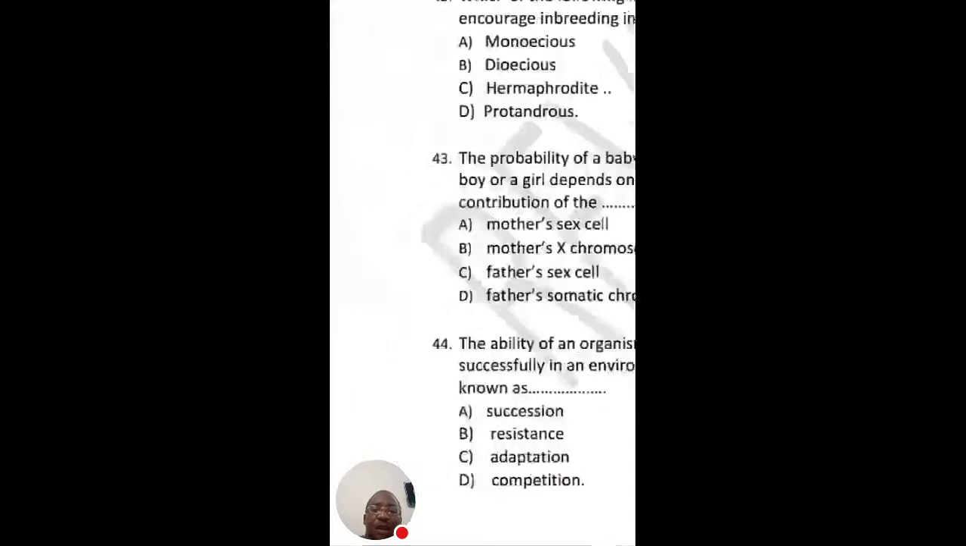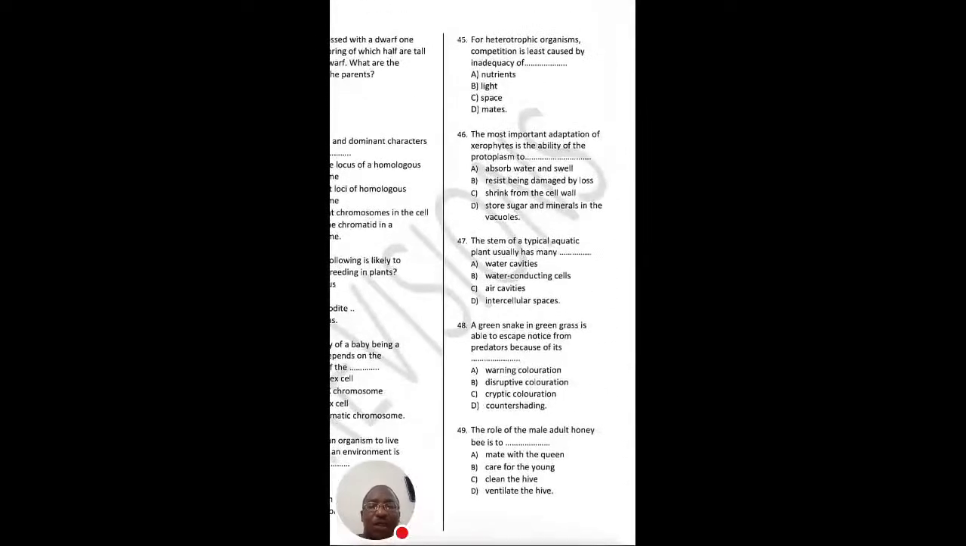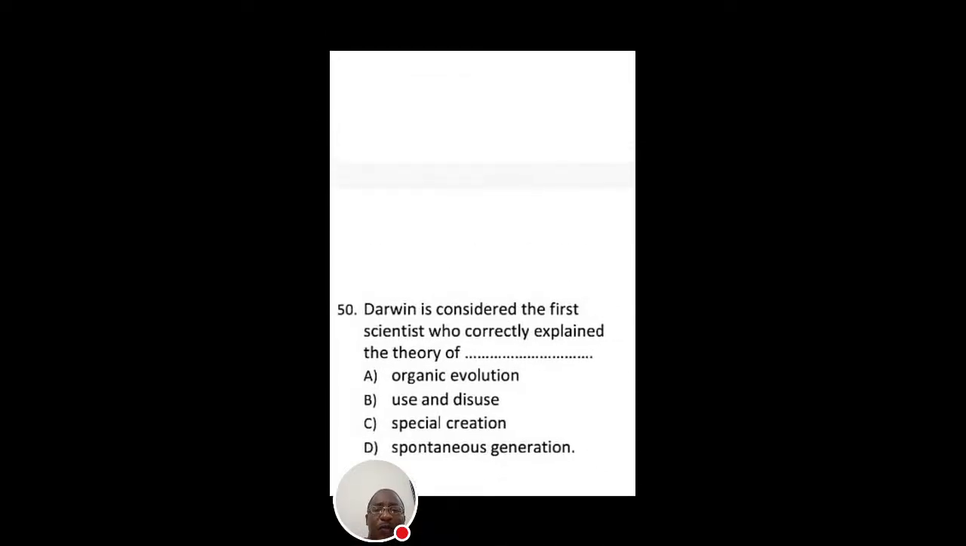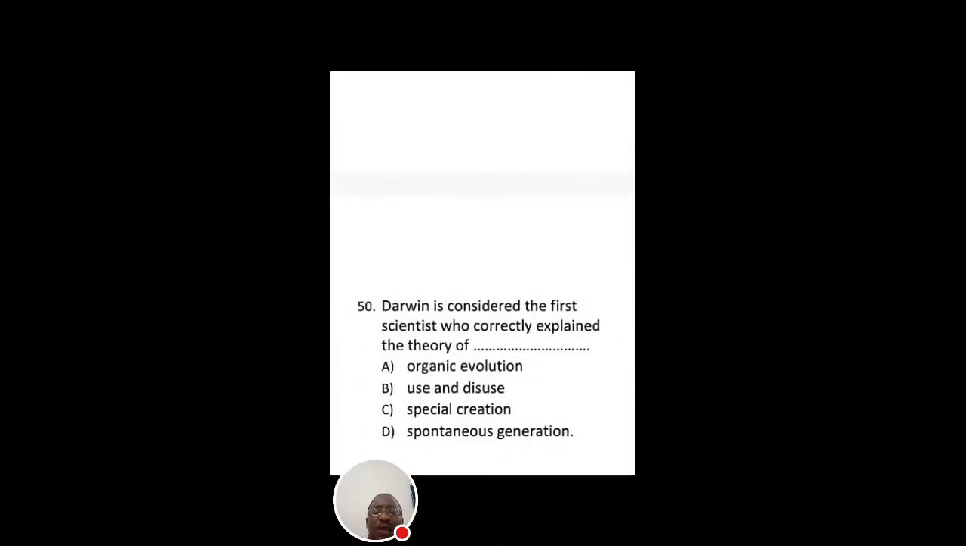Okay. Now let's take our last question for this session today. Our last question will be number 50, and let me zoom it up. It says here, Darwin is considered the first scientist who correctly explained the theory of what? A. Organic evolution, use and disuse, special creation, spontaneous generation. The answer, of course, is organic evolution.